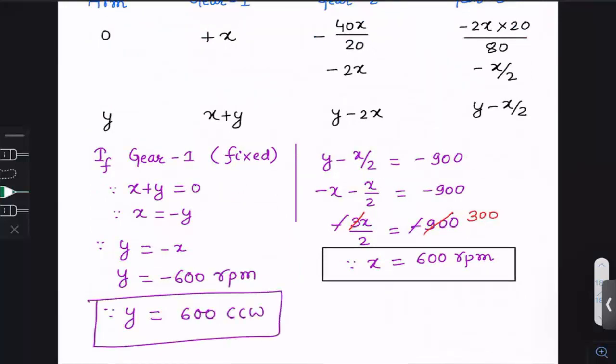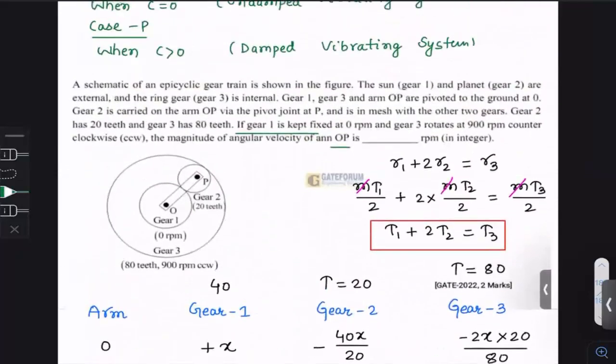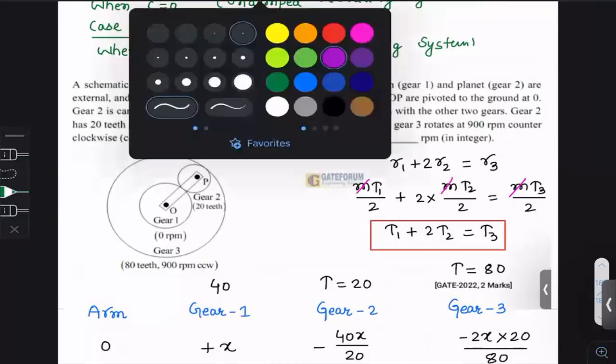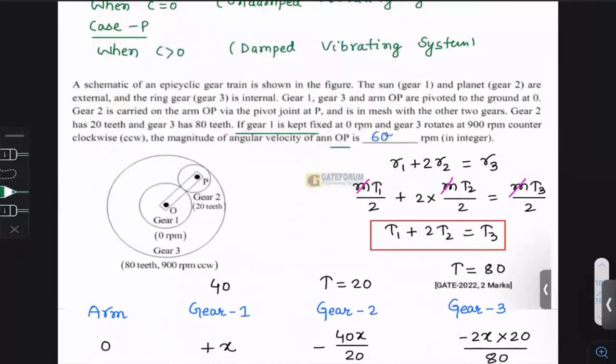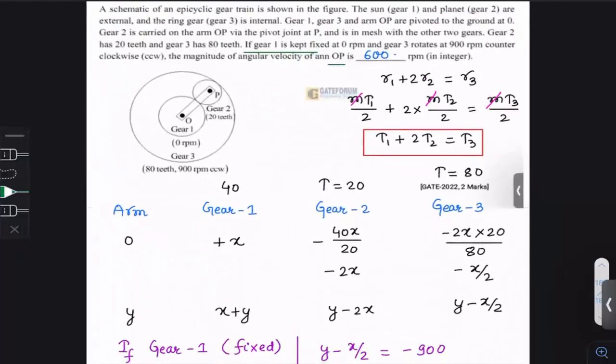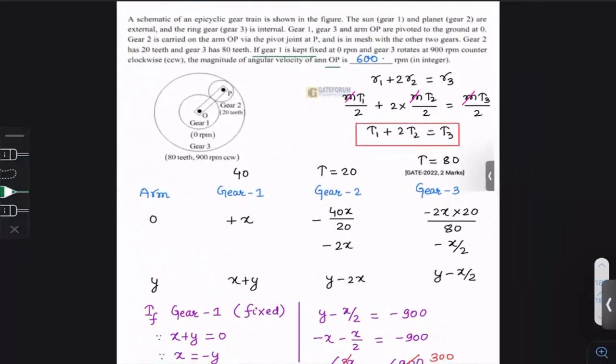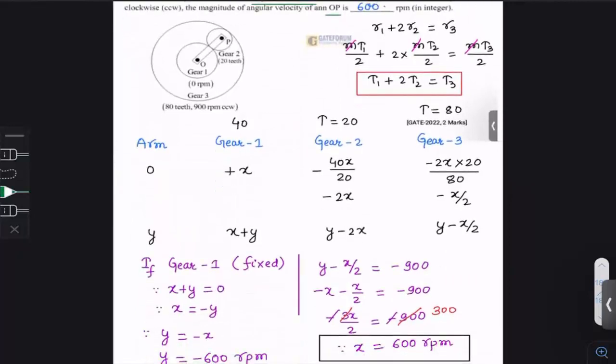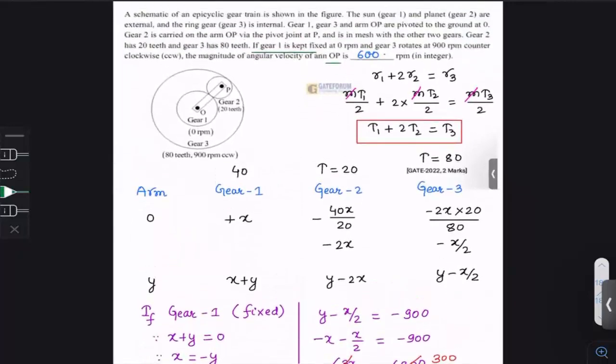The right answer for this problem is 600 counterclockwise. So here, what is asked? The magnitude. Magnitude means 600 only. Therefore, the right answer for this sum is 600. Clear, everyone? Note down, guys. I've already discussed how you can solve this. Note down, everyone.